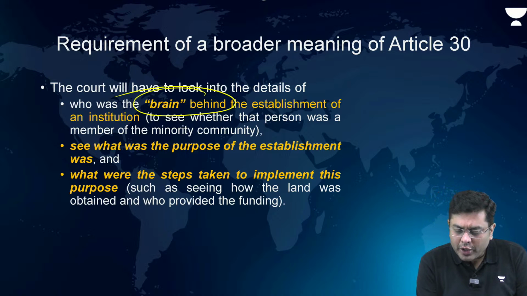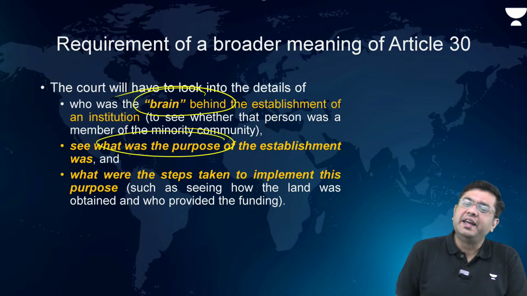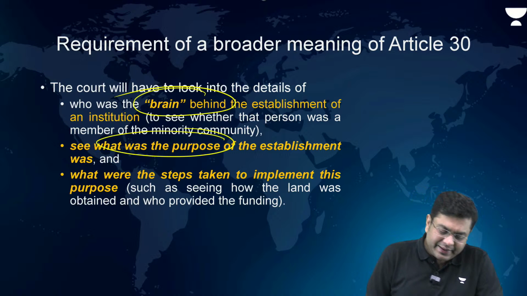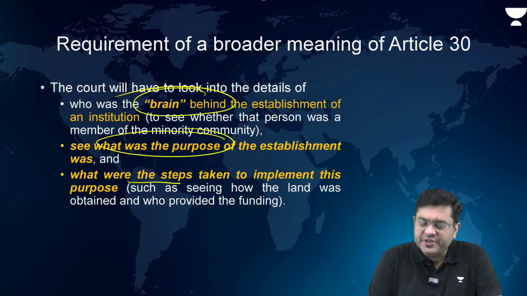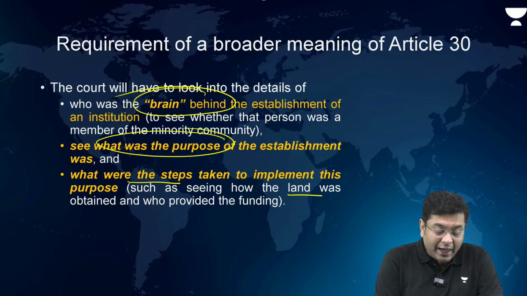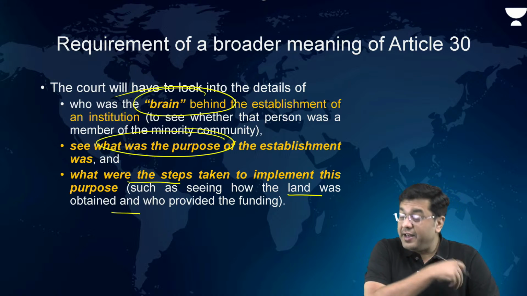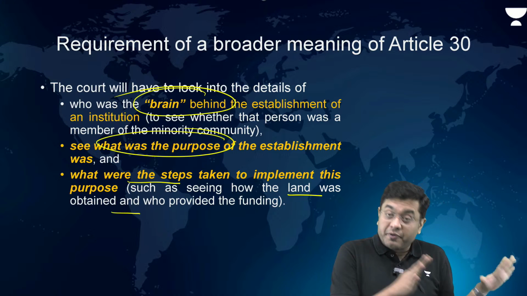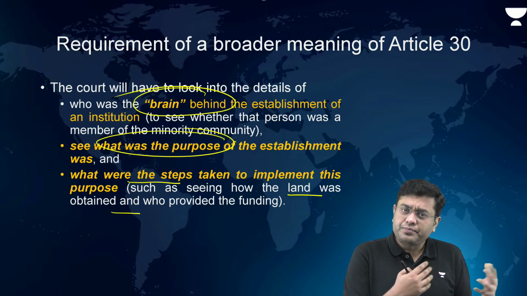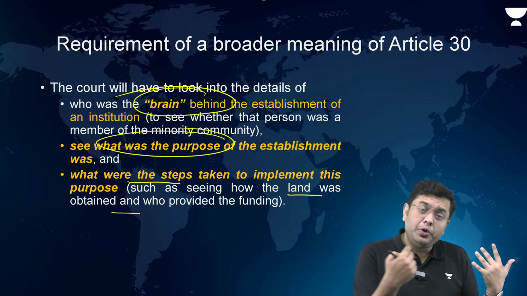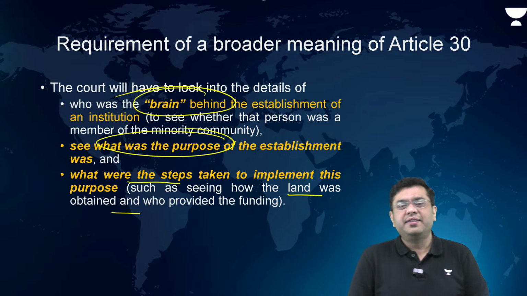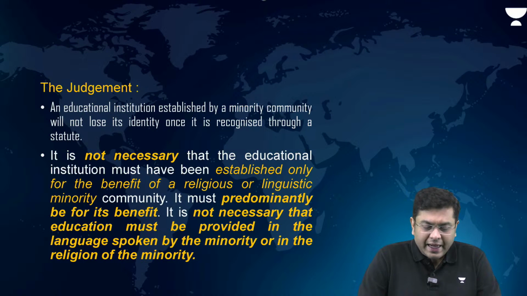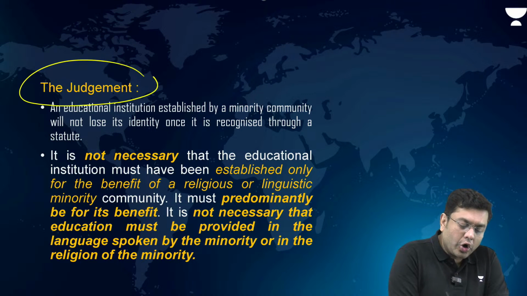Then, what was the purpose of the establishment? And third, what were the steps taken to implement this purpose? Who provided the land? How was the land obtained? Where was the funding obtained? If the funding was provided by the minority community, the land was taken from the minority community, that also stands as a criterion. Now, what did the judgment talk about?